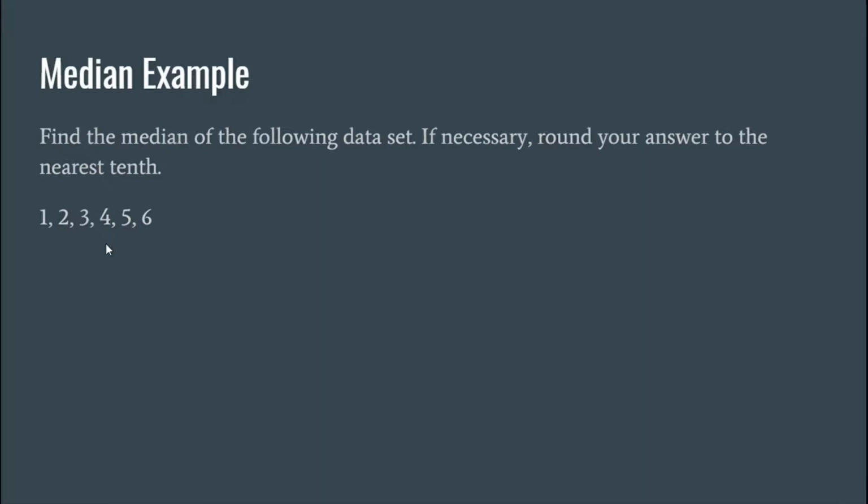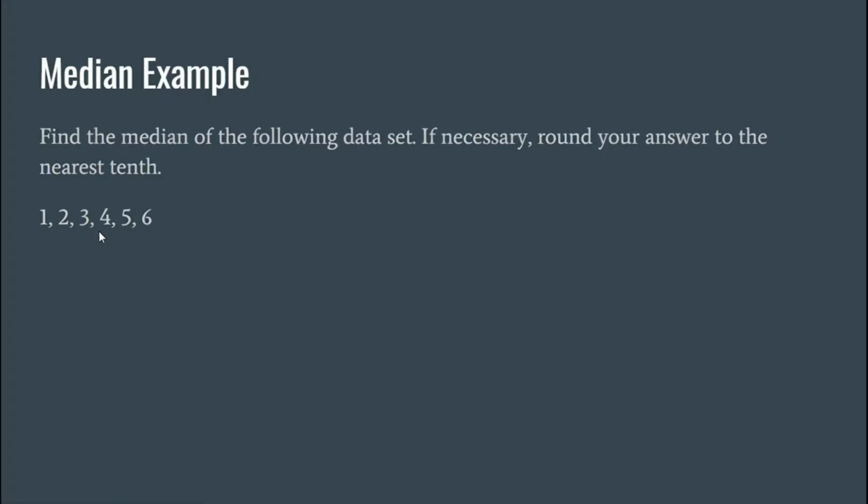And to find the median for this case, what we're going to do is take the average, or the mean, of the 2 middle numbers. So you add these 2 together and divide by 2. So 3 plus 4 is 7. 7 divided by 2 is 3.5. So in this case, the median is 3.5.